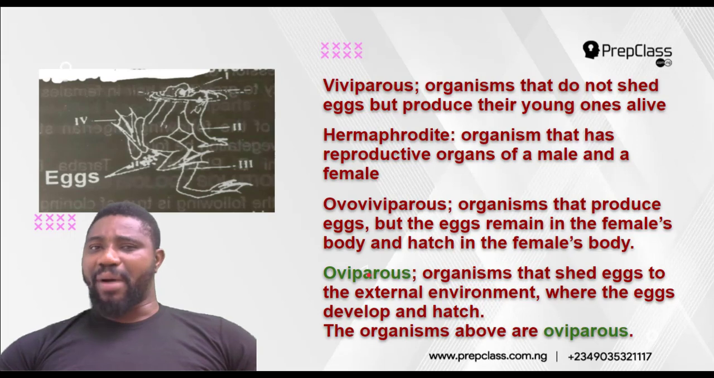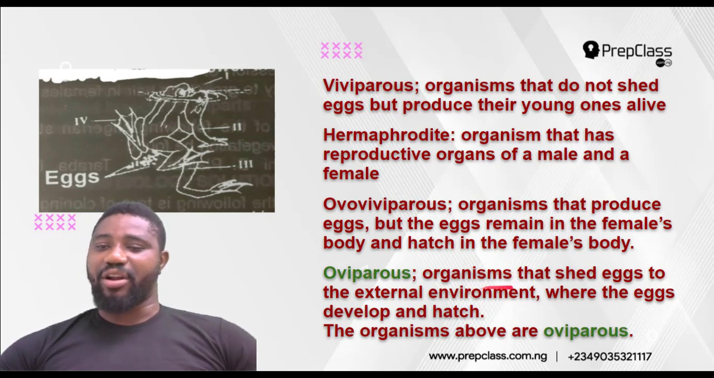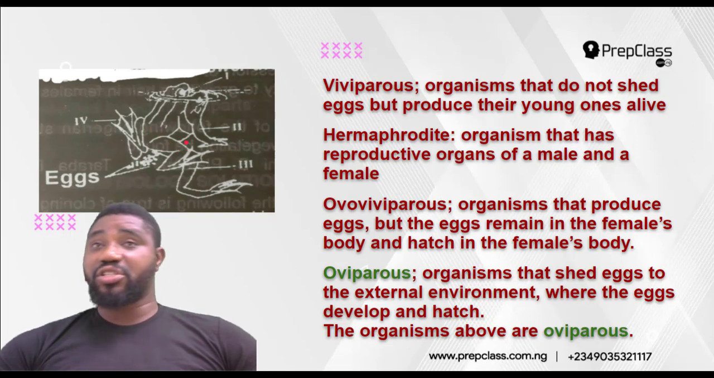Then we have oviparous. These are organisms that lay eggs. They shed eggs to the external environment where the eggs develop and hatch. So the organisms above are oviparous. So frogs are oviparous. Frogs, fishes, they lay eggs. Chickens, birds, they are oviparous. Lizards, they are oviparous since they lay eggs and the eggs develop in the external environment. We call those organisms oviparous.